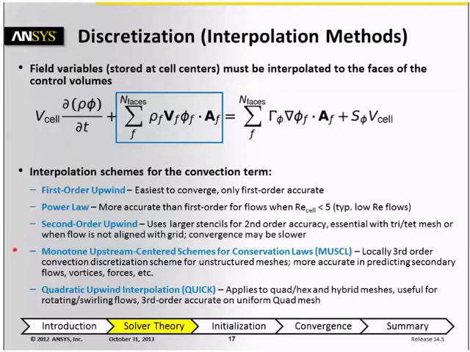The monotone upstream-centered schemes for conservation laws, which are more easily referred to as MUSCL. This scheme is a locally third order discretization for convective terms on unstructured meshes, and it can be more accurate than second order schemes for predicting secondary flows, vortices, forces, and so on. The quadratic upwind interpolation, or QUICK scheme, applies to quadrilateral and hexahedral cells or to hybrid meshes, and it can be useful for rotating and swirling flows, and if you have a uniform quad or hex mesh, it is formally third order accurate.